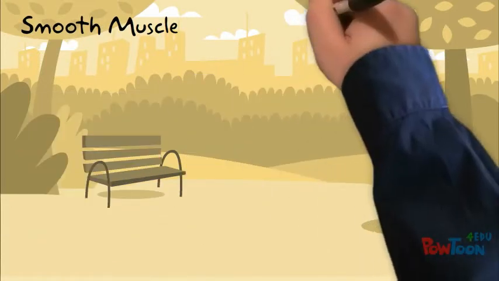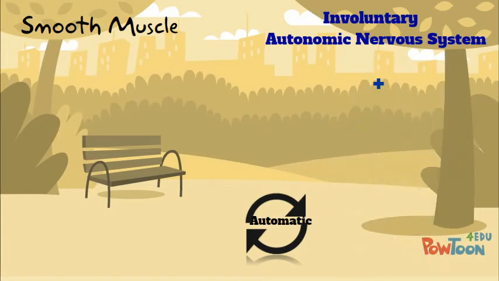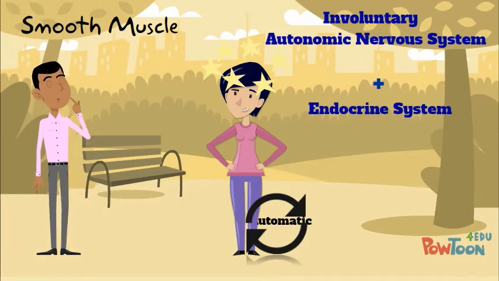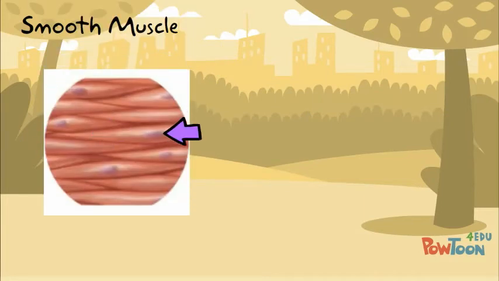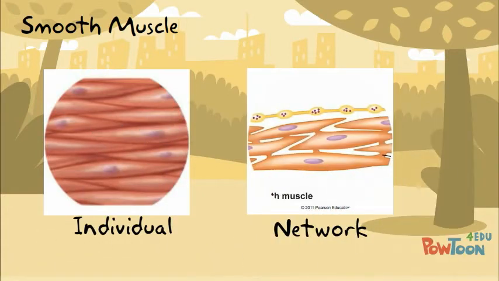It is under involuntary control or the autonomic nervous system, think automatic, and also responds to signals from the endocrine system, which means you don't have to think about constricting your blood vessels in order to increase blood pressure when you stand up too quickly. Smooth muscle cells are spindle-shaped and have a single nucleus. They can either exist in isolation or as a network of multiple cells that can talk to each other.